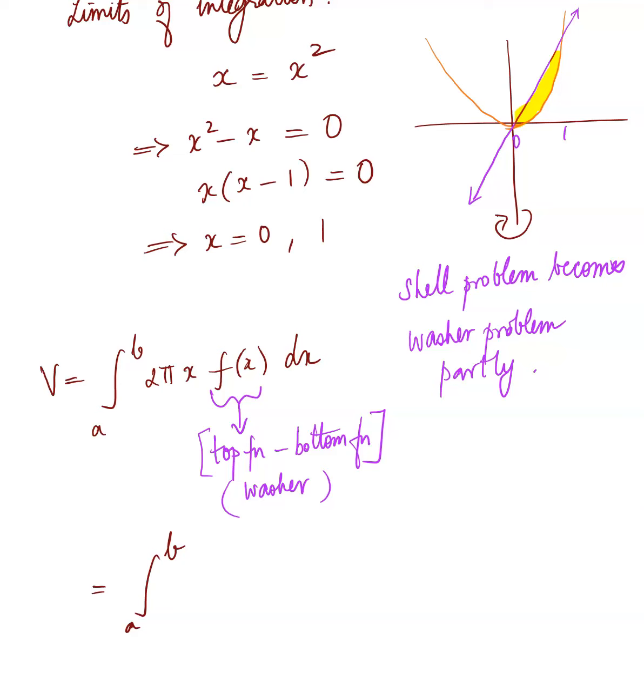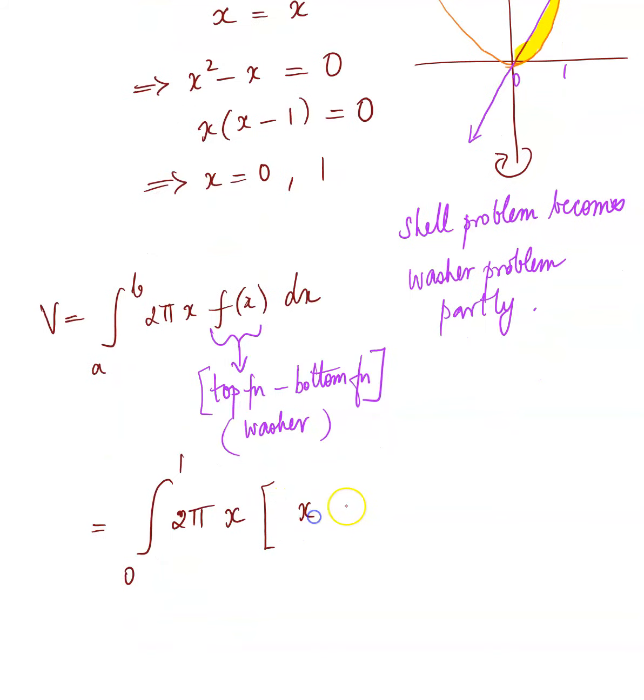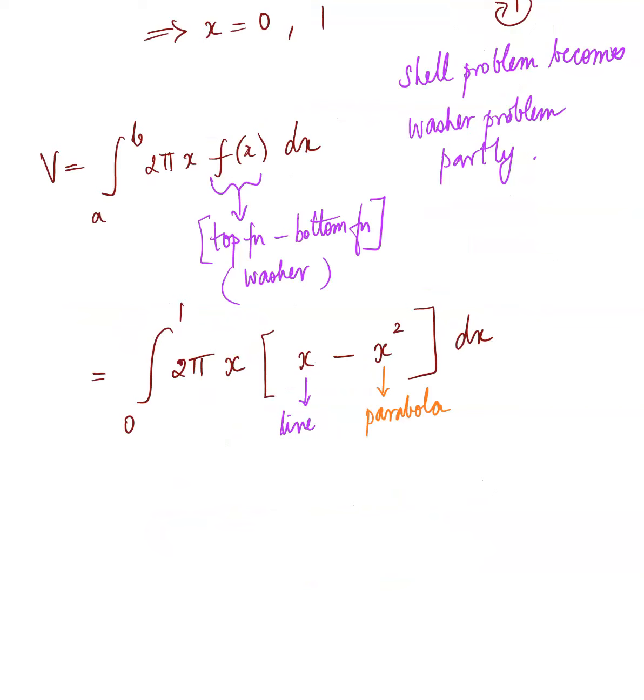region here that is trapped between two curves, we are modifying it. I'll say a to b as 0 to 1, 2 pi x, we have that, but f of x will be the top function, which is our line y equals x, minus the bottom function, which is our parabola x squared, dx. So the top function will be the line, and the bottom function is the parabola. And that, my friends, is where we insert the washer situation into a shell problem. So it's 0 to 1, 2 pi, x squared minus x cubed dx.